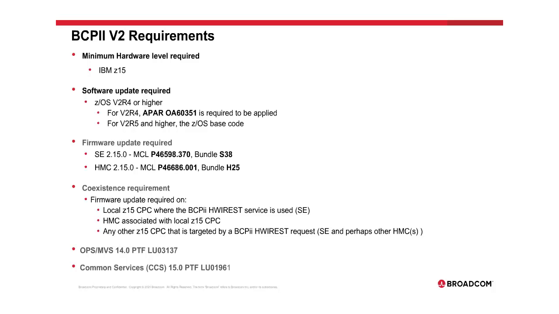The following requirements must be met in order for the OPS BCPII server to support BCPII version 2. The minimum hardware level required is an IBM z15 processor. The operating software update required is z/OS 2.4 or higher. For 2.4, APAR OA60351 is required to be applied. For version 2.5 and higher, just the z/OS base code.